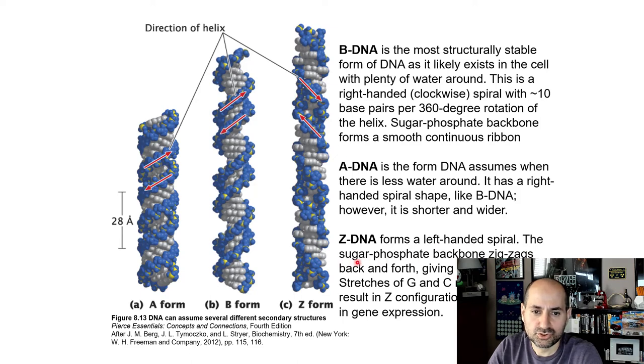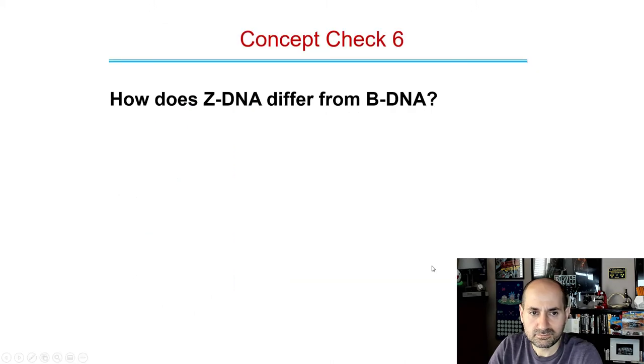And the sugar phosphate backbone zigzags. You see this right here? The sugar phosphate backbone is zigzagging. And that's not the way you would see the sugar phosphate backbone of B DNA, which is smooth and straight. You see that smooth and straight in the B DNA, zigzaggy in the Z form. Okay, and you can actually find Z form DNA with stretches of G's and C's.